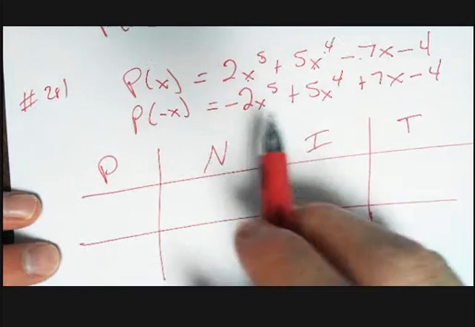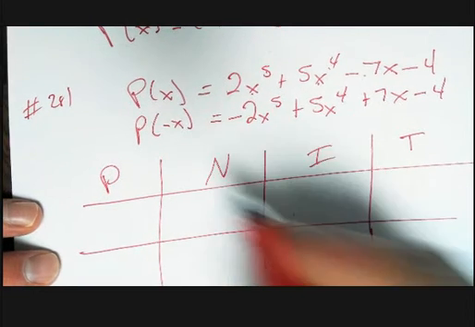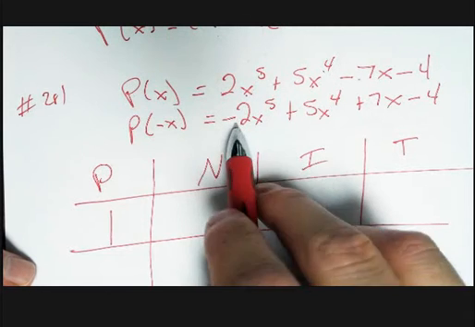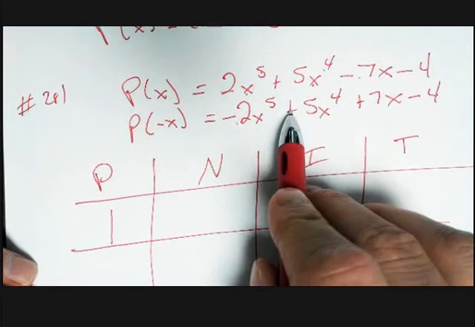So if we look at positive, let's see what we have here. You have one sign change, so there's one positive. Okay, and then let's go down here and take a look at our negative. We got a sign change here, and then we have a sign change here.